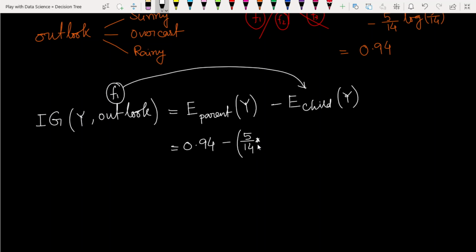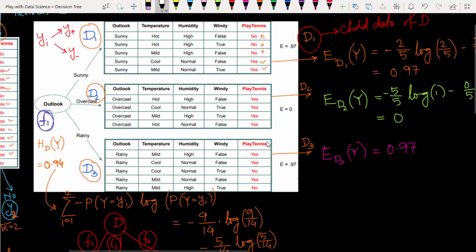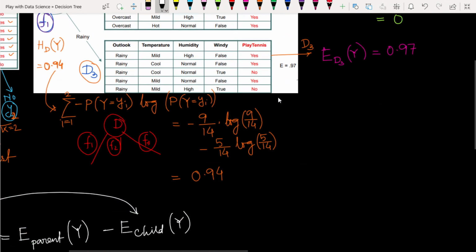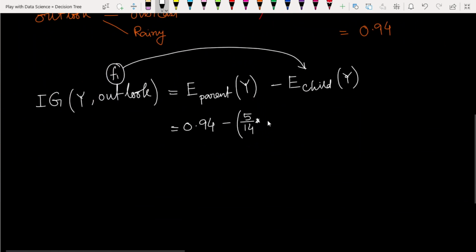into its corresponding entropy value, 0.97, plus the weighted value for child 2, 4 by 14, and its corresponding entropy, plus 5 by 14, the weighted value, times the corresponding entropy, 0.97.